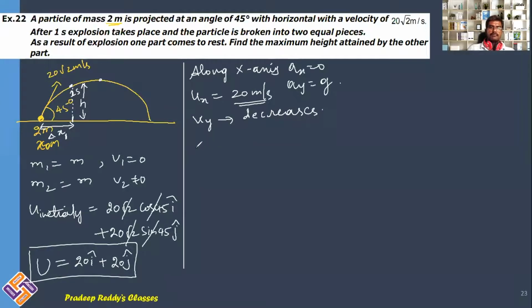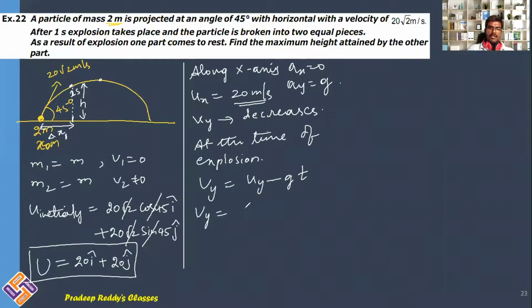So, at the time of explosion, Vy is equal to Uy minus g into t. This is equal to 20 minus g, which is 10, into time, which is 1. So Vy is equal to 10 meter per second.